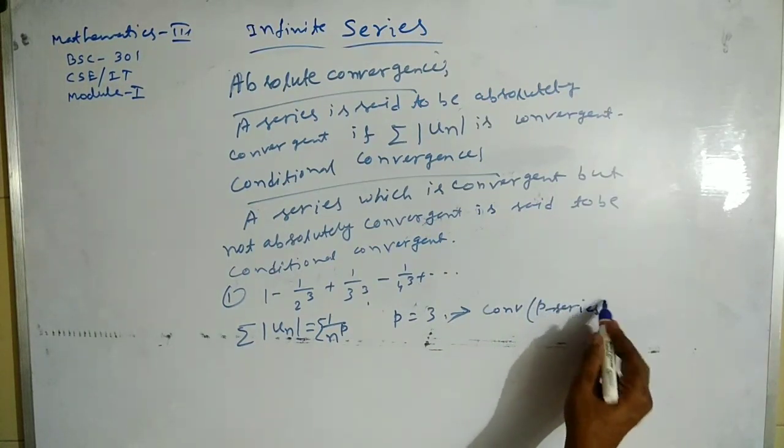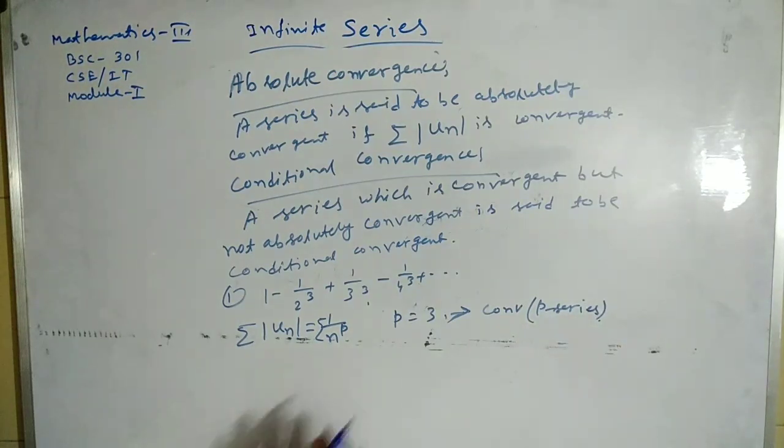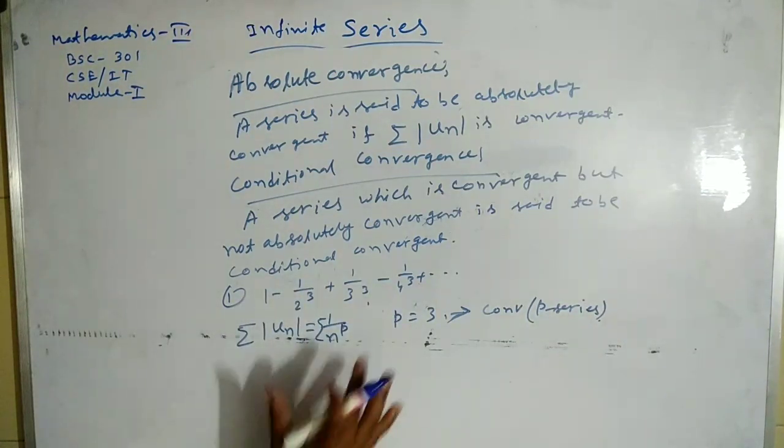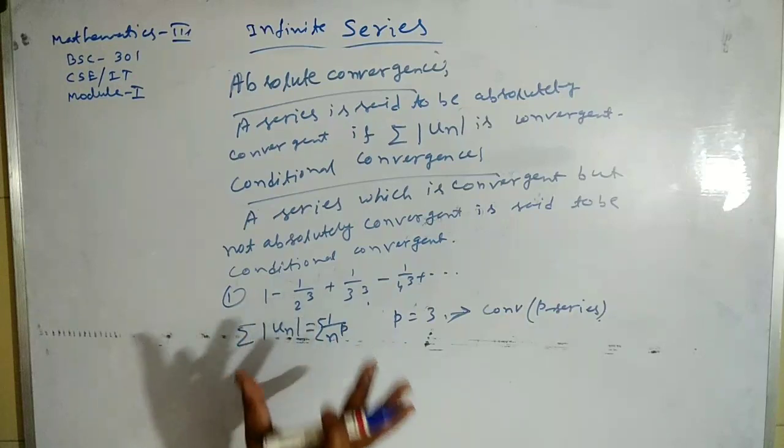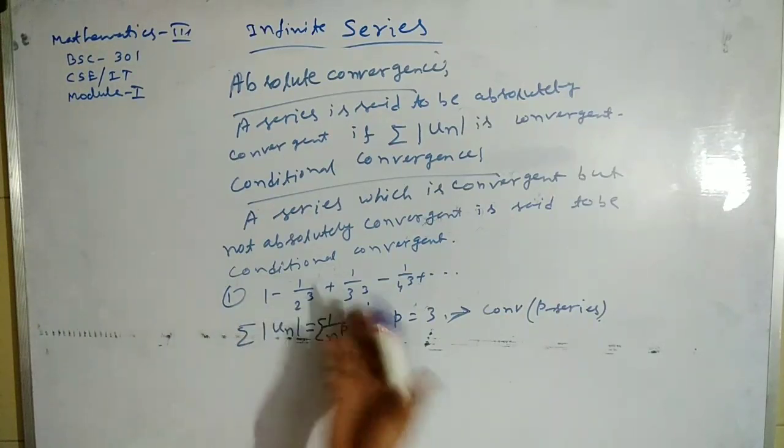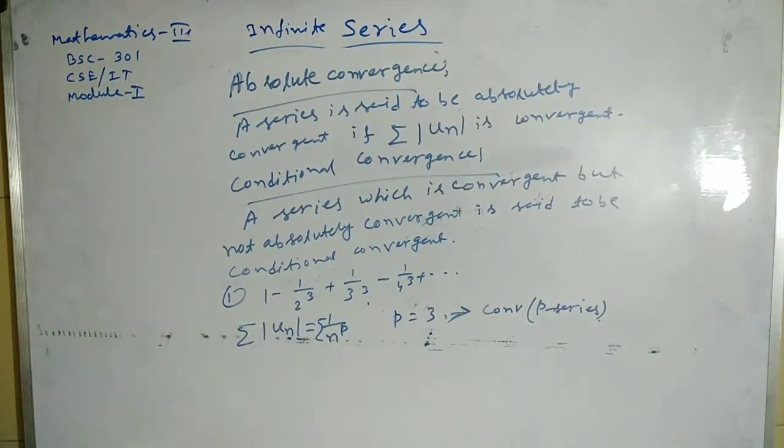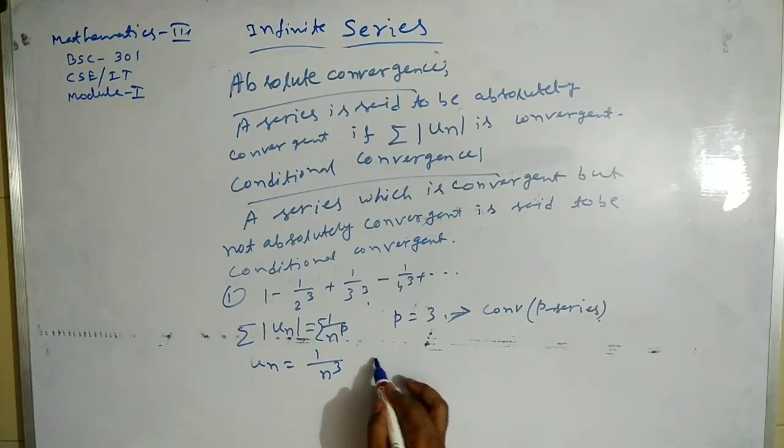Okay, now if we check the convergence of this series without taking modulus, this is an alternating series, so we have to apply Leibniz test, and un will be 1 by n to the power 3. According to Leibniz test, we first check that the first condition is un plus 1 should be less than or equal to un.